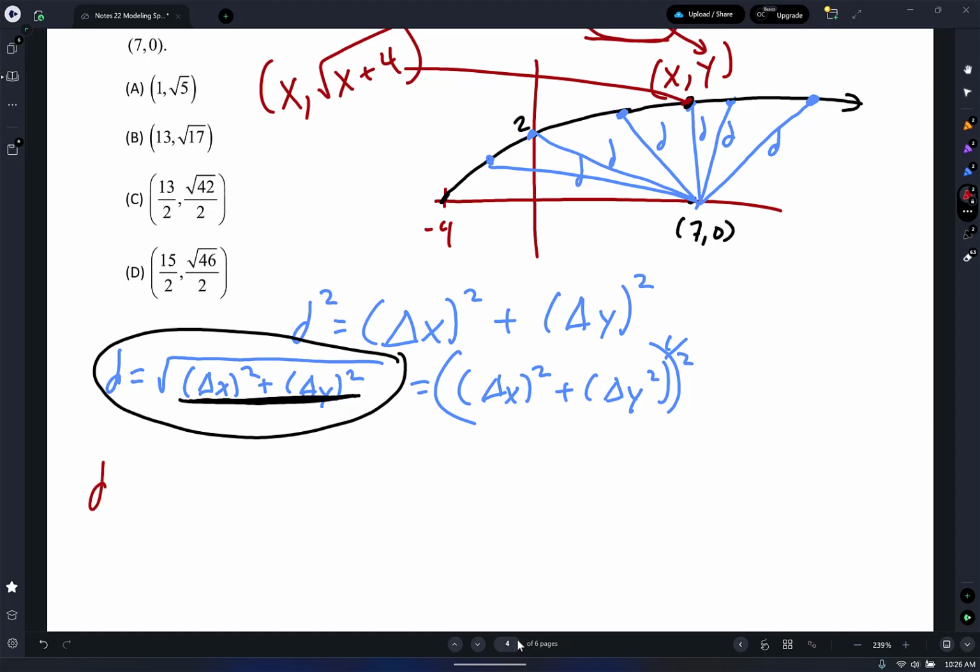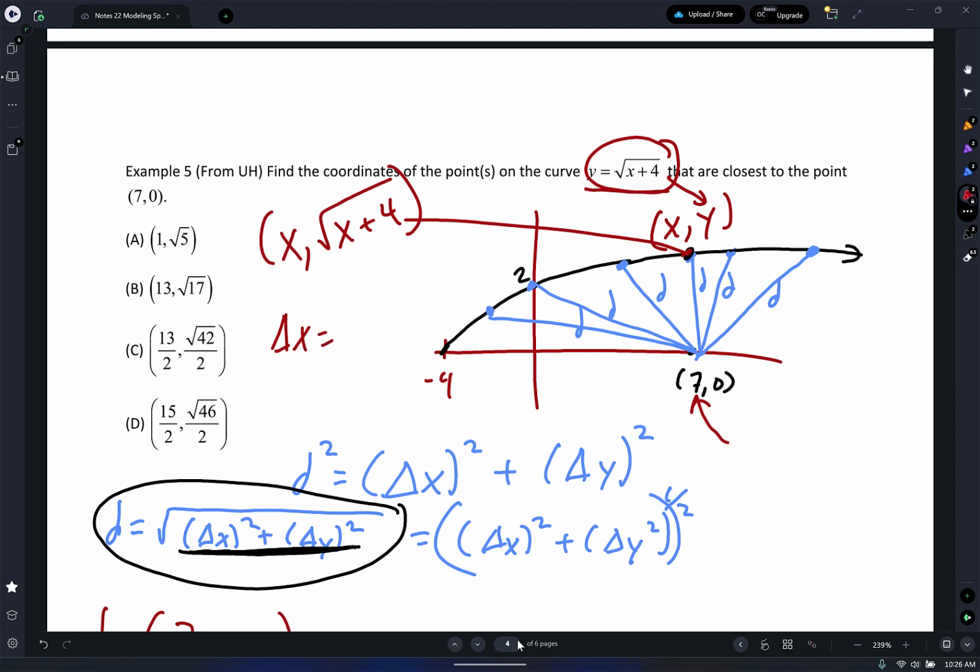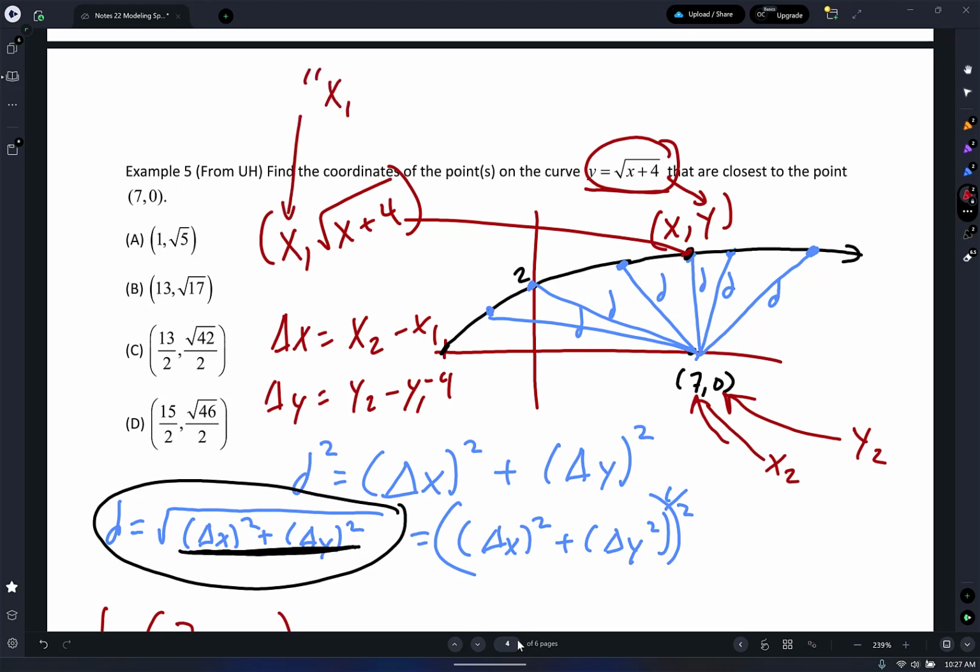I'm gonna write d equals, and I'm not gonna write the square root. I'm gonna write parenthesis the change in x squared. Well, this coordinate is 7, so I'm gonna write 7 minus x. In case you're wondering, change in x just means x2 minus x1. Change in y just means y2 minus y1. I'm calling this my x2, this my y2, and this one my quote-unquote x1, and this one my quote-unquote y1.